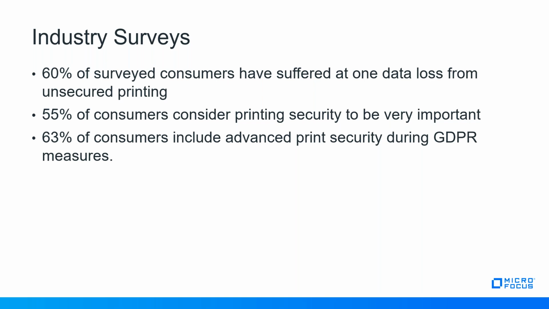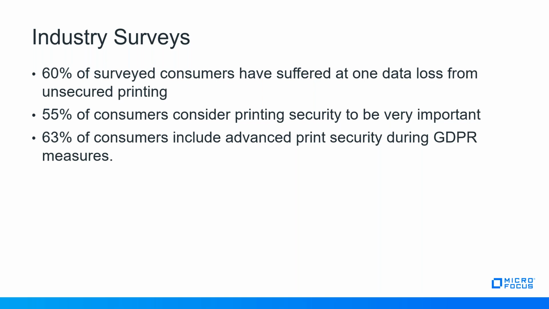The next point is about the percentage of consumers who are evolving to include printing security in their IT security measures. So 55% of these consumers consider print security to be very important, and 63% of these consumers are looking for advanced print security during their GDPR measures. So more and more consumers are becoming security conscious towards the printing side of things.